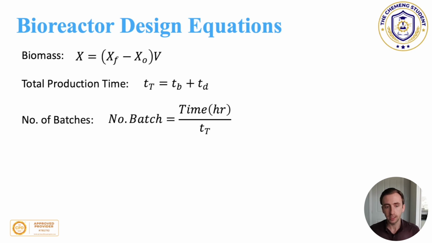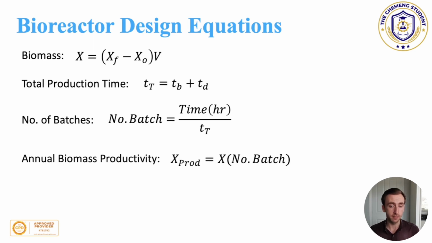Now the number of batches will be the time divided by the total production time. And that will tell us that depending on how many days we want to operate, how many hours we want to operate, if we divide this by the production time, then we can work out how many batches we will have within a given period of time. Now the annual biomass, denoted here by X_prod, is simply going to be the biomass value multiplied by the number of batches, because this is the biomass per batch. So if we multiply these two together, then we can get our annual biomass productivity.